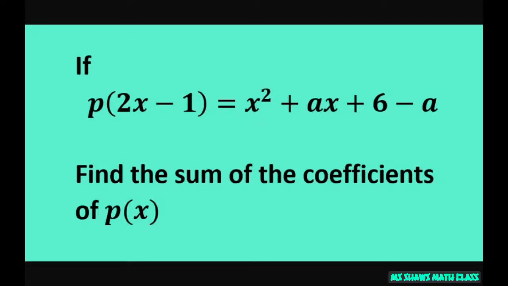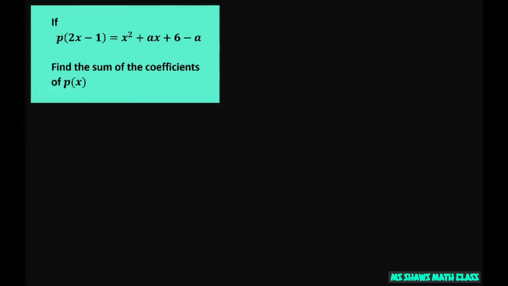Everyone, if p of 2x minus 1 equals x squared plus ax plus 6 minus a, we're going to find the sum of the coefficients of p of x. The first thing we need to do is to make sure that we have p of x here. So we want to set this to equal x. So 2x minus 1 equals x.